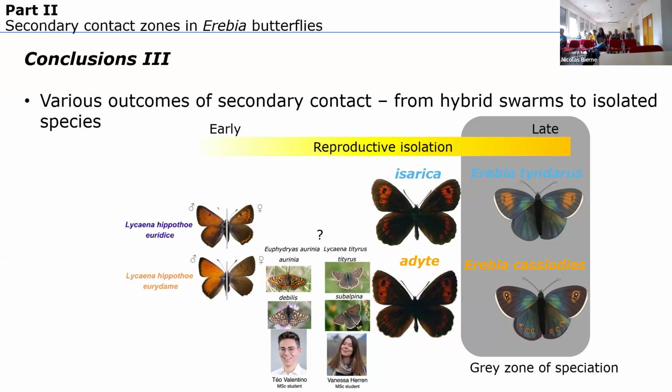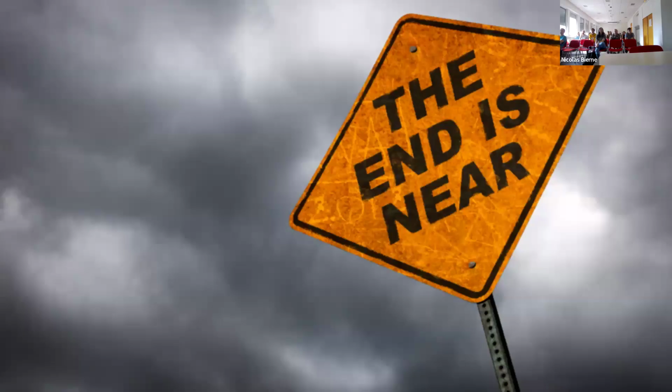And we keep on adding different systems. So this year we collected, with 2 master students, individuals for 2 cryptic species in Switzerland, Ophiodes saurinia and Lycaena titirus, which will get the genomic data soon. So I don't know yet what's going on there. And with that, we're almost at the end.